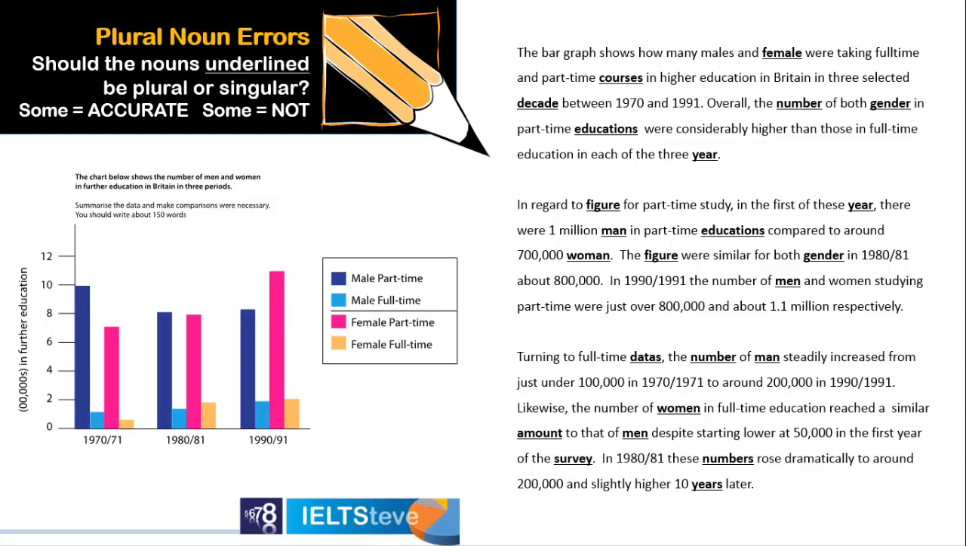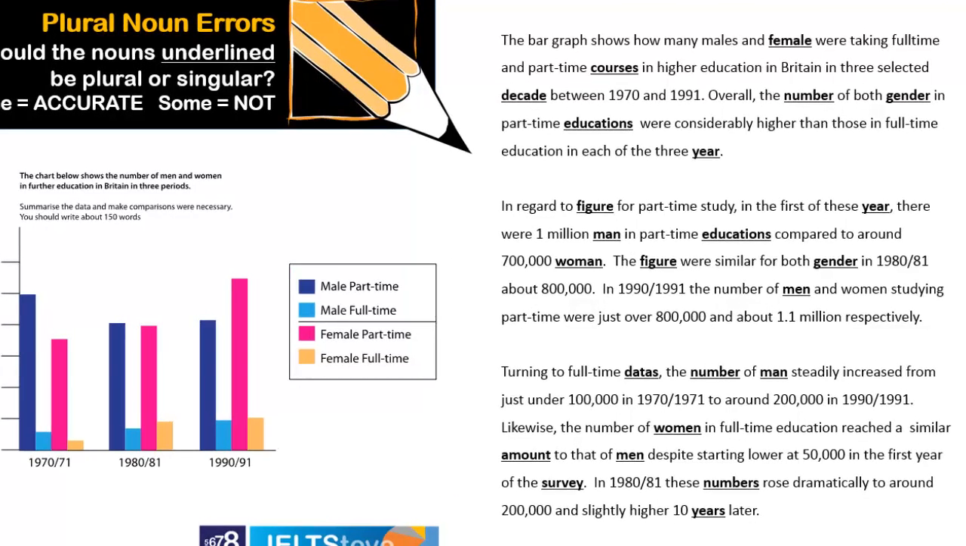Now let's look at another common problem here, which is plural noun forms. So this time, different to last time, we've already highlighted where the candidate may have made a mistake. So we want you now to think, is this accurate or not accurate? Should it be female or should it be females? And go through those other ones.